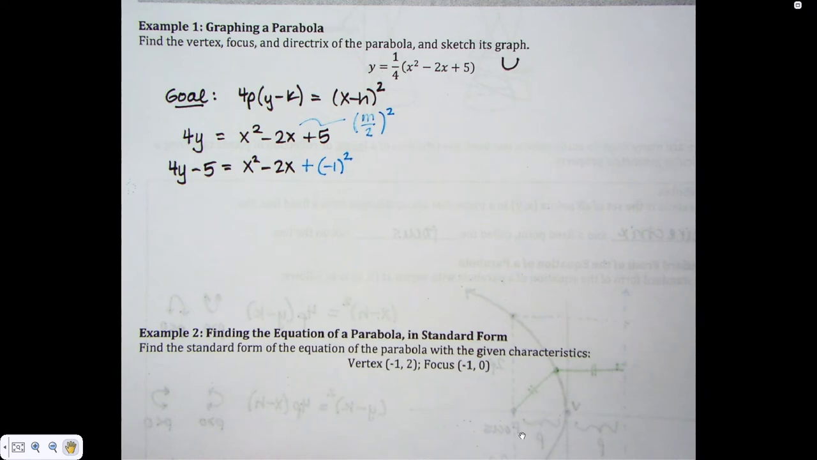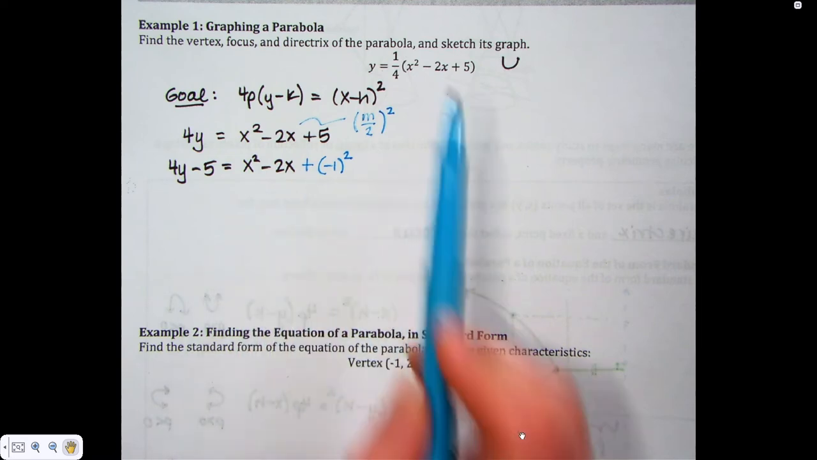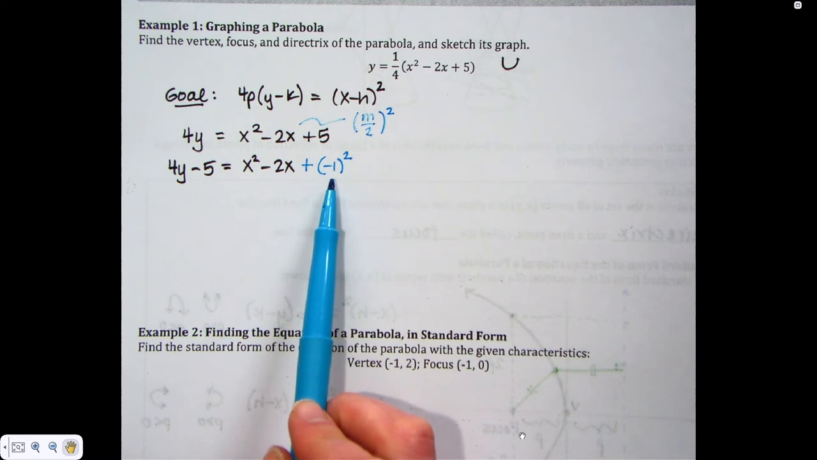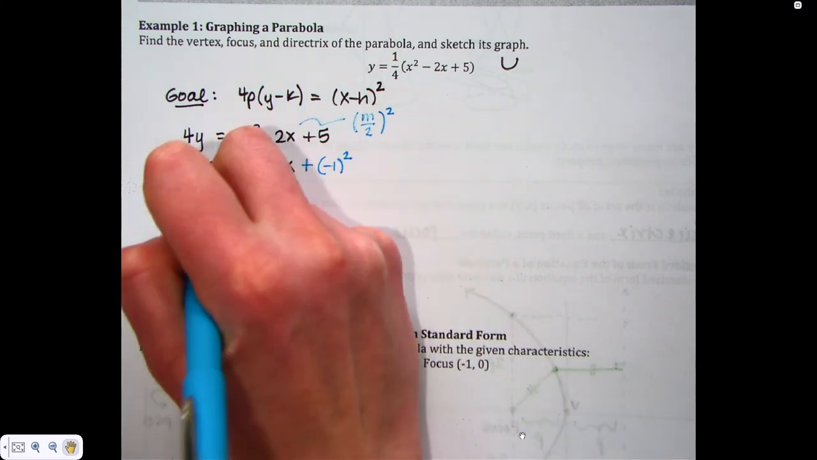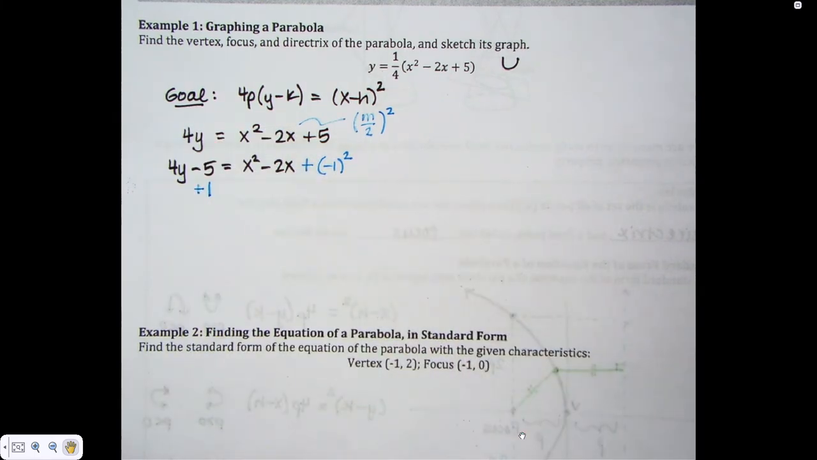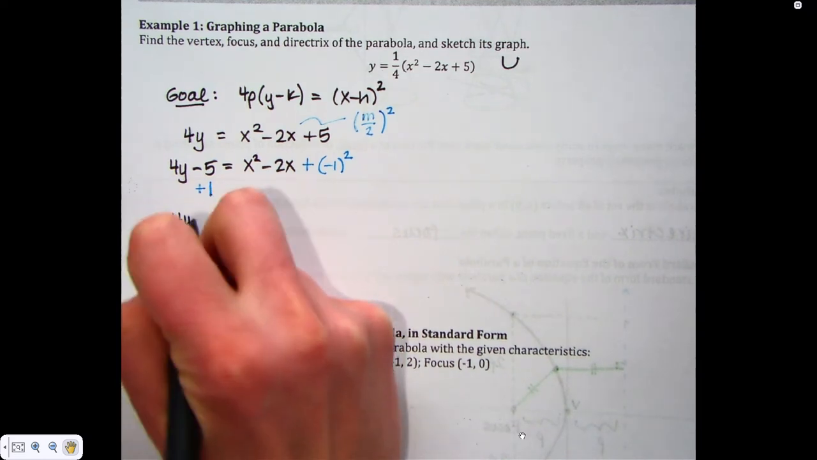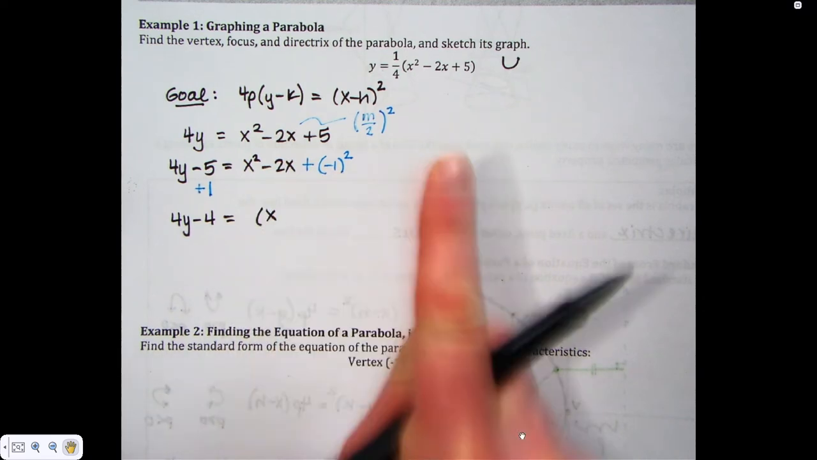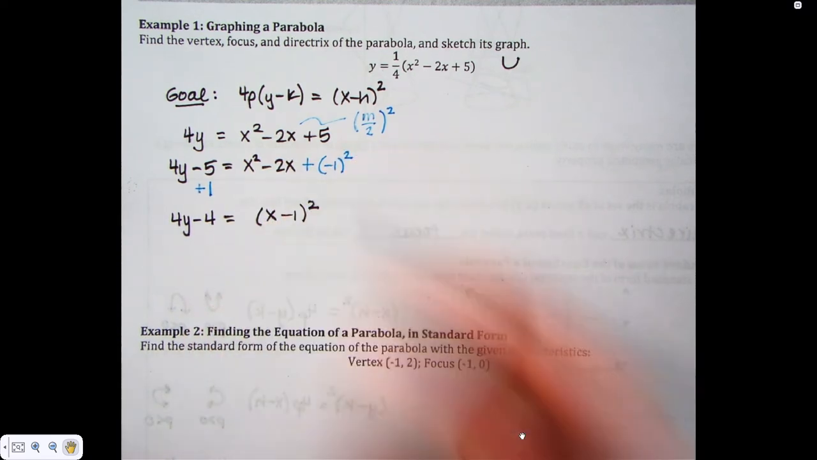Now remember what we talked about. Now we have messed up the equality of this equation. If I were to multiply it out, I would no longer have the same thing that I started with. So because I added in on the right-hand side, I also need to make sure I have a net gain of 0. So if I've added 1 on the right-hand side, I also have to add 1 on the left-hand side so that I maintain that equality. So that means that I can write this as 4y minus 4 equal to, and then over here I'll factor x minus 1 quantity squared.